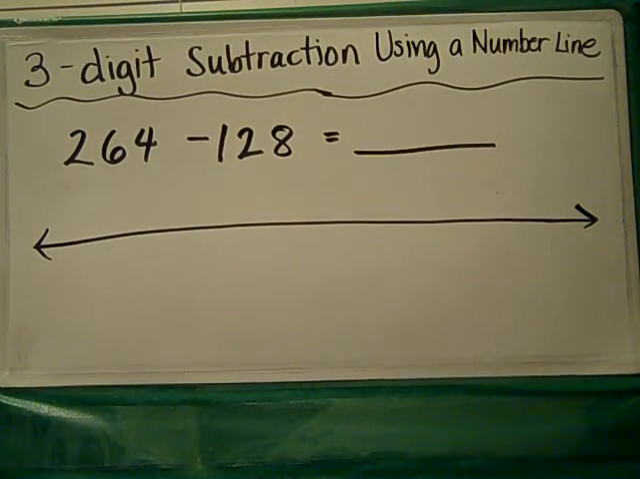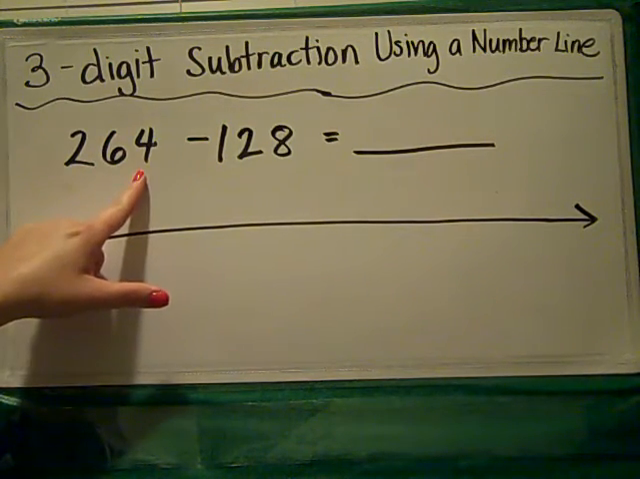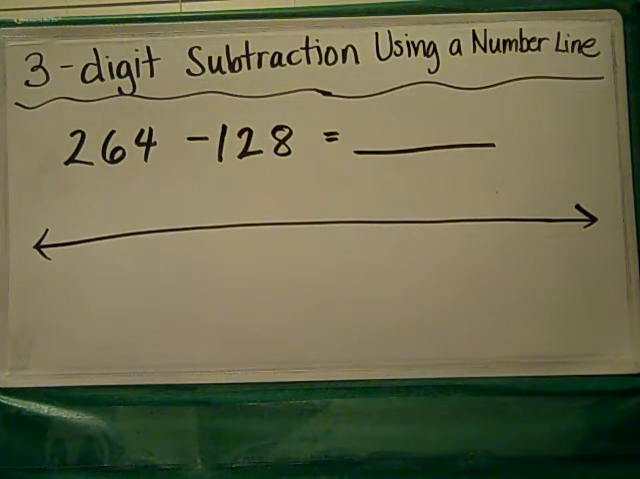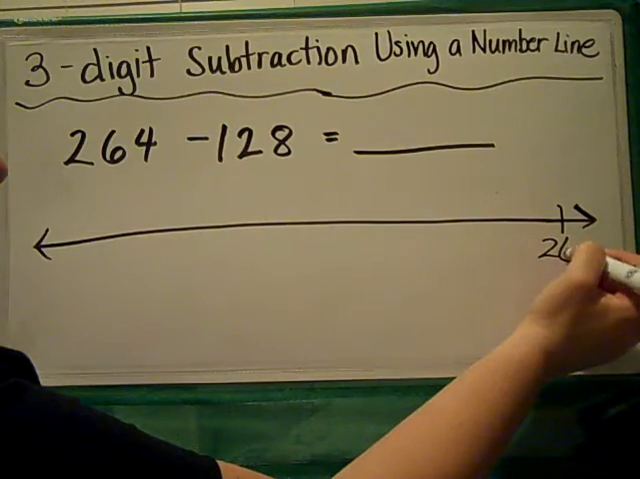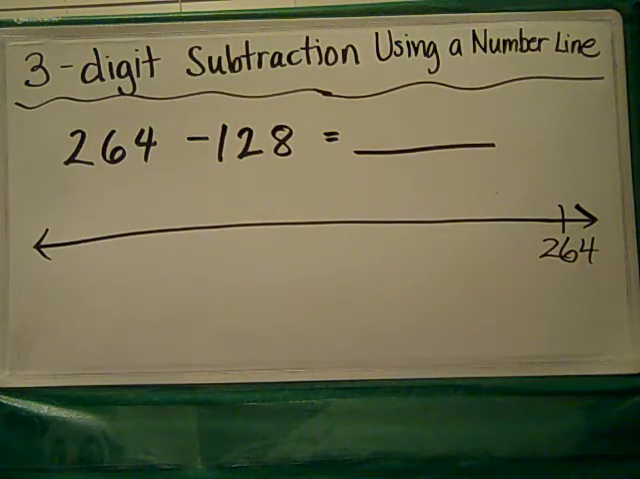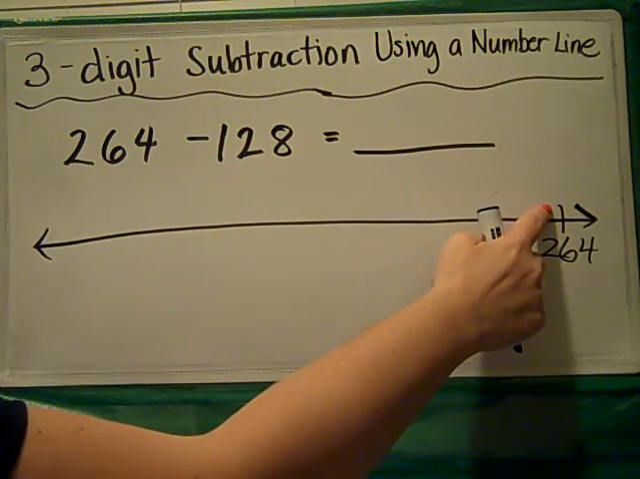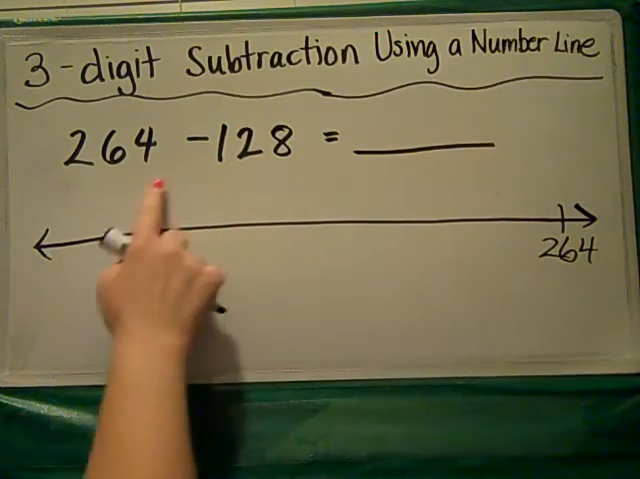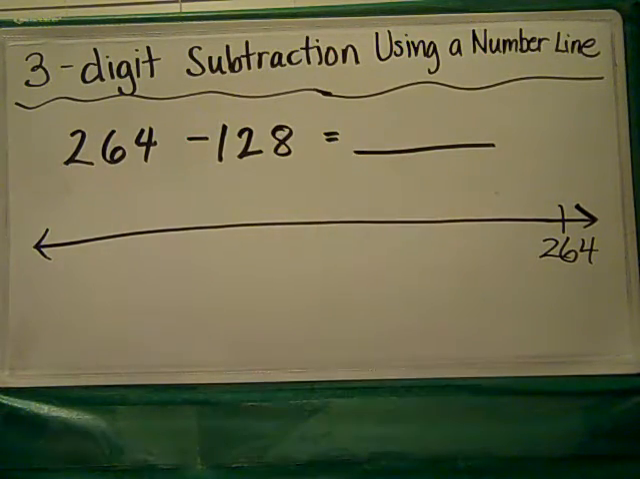Second graders can use a number line to subtract two 3-digit numbers. Since 264 is our biggest number, the number that we're subtracting from, I'm going to place that at the end of my number line. So that's going to be the biggest number on my line. I know that I have to make hops of 128 spaces to get the missing addend.